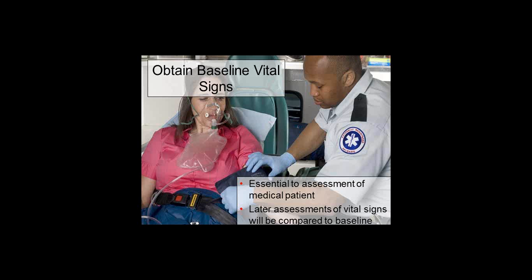Obviously, obtain your baseline vital signs. These are essential to the assessment of your medical patient. They're essential to most of our patients. Later assessments of vital signs will be compared. Remember, this is called trending. So those baseline vital signs are the ones we want to be really accurate, if at all possible. Preferably not done by a machine, preferably done by a person to get the most accurate reading. And so that requires you to be proficient.